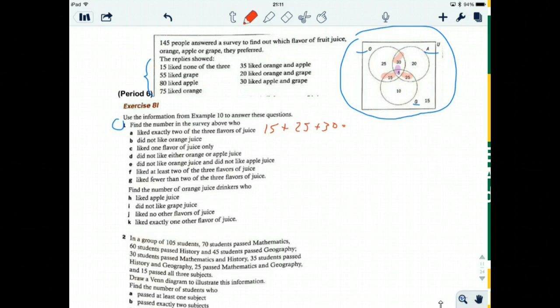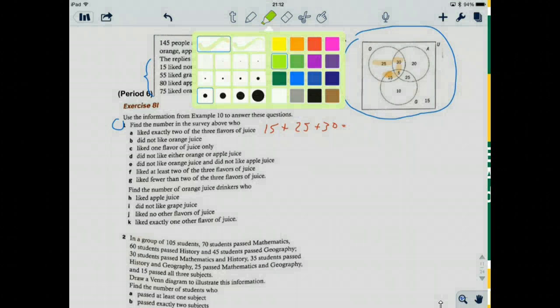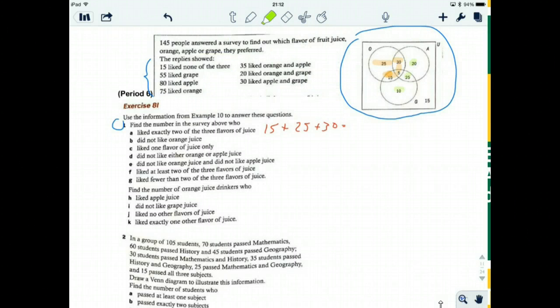B, people who did not like orange juice. So first we could mark the people that did like orange juice would be those numbers. And then the other numbers would be people who did not like orange juice. So you could add together 20, 25, 10, and 15, and that would give you the people who did not like orange juice. Or you could add together the people that did like orange juice, and then you could subtract that from the total of 145.